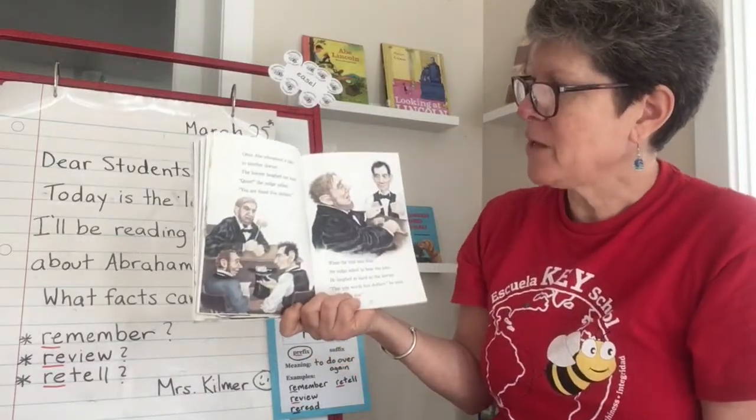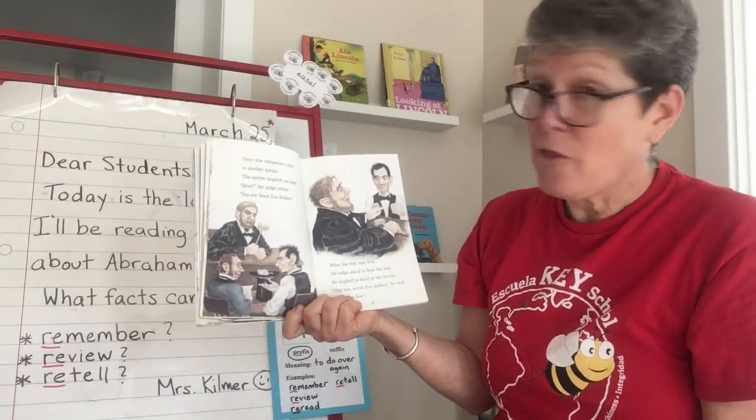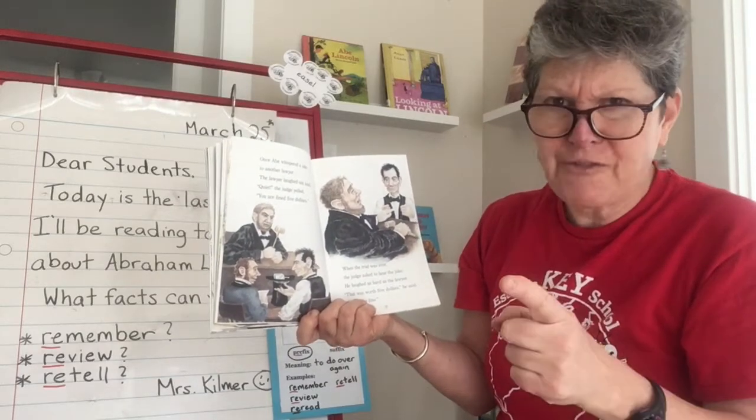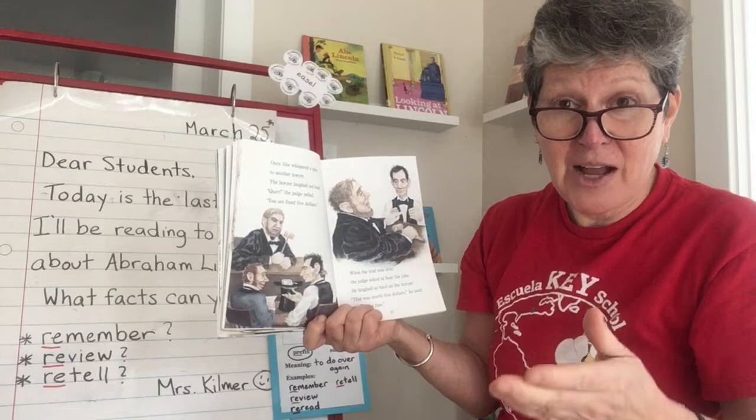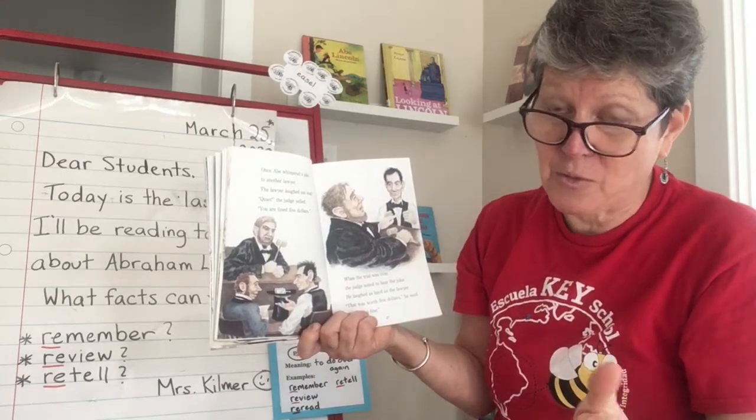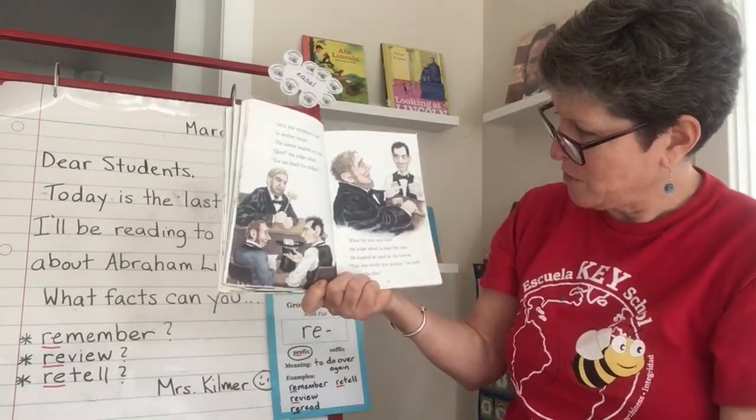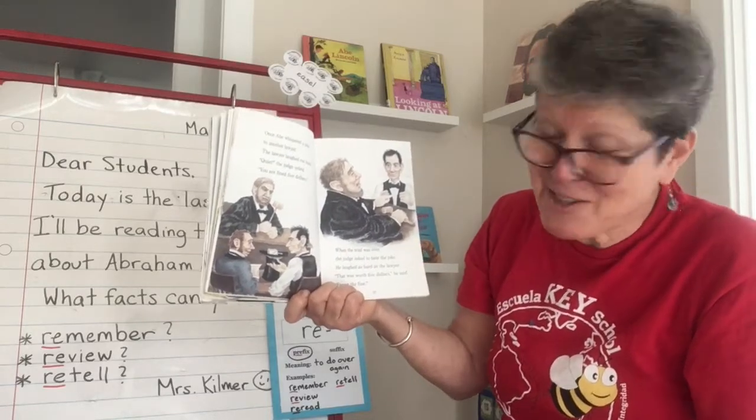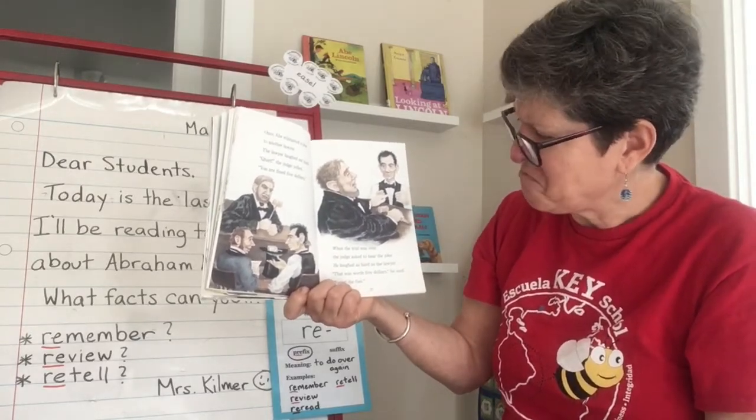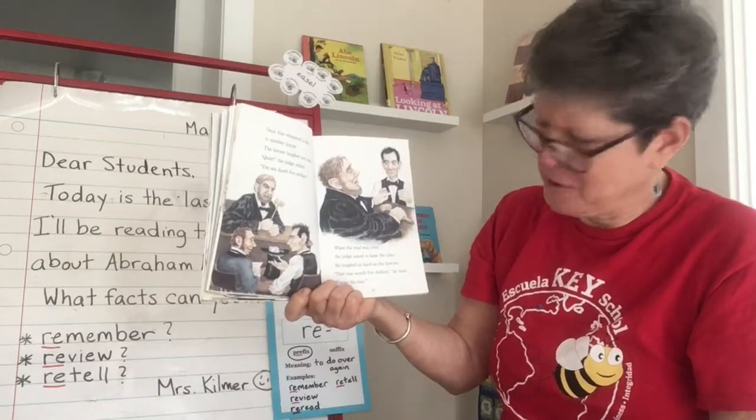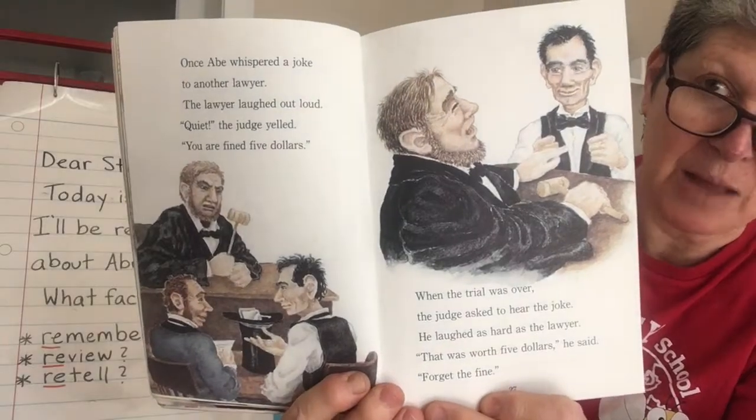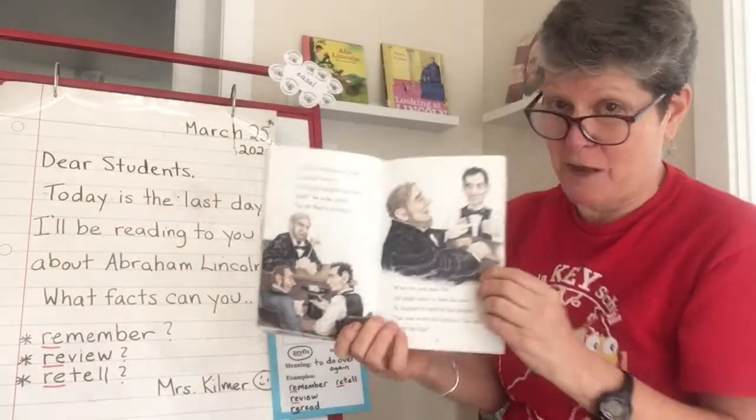Once Abe whispered a joke to another lawyer. The lawyer laughed out loud. "Quiet!" the judge yelled. "You are fined $5." A fine is when you have to pay money for doing something wrong. When the trial was over, the judge asked to hear the joke. He laughed as hard as the lawyer. "That was worth $5," he said. "Forget the fine." I'm glad the judge had a sense of humor.